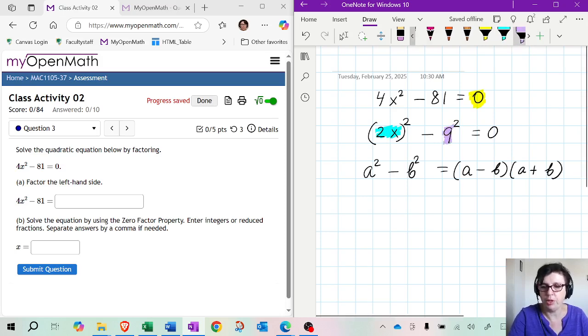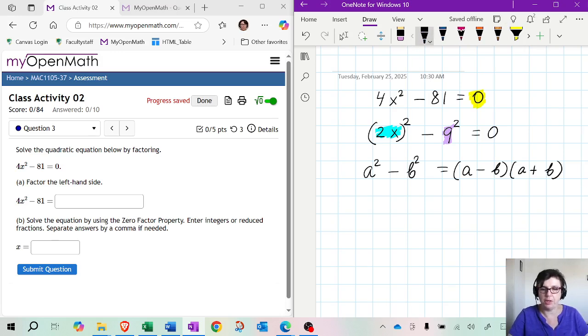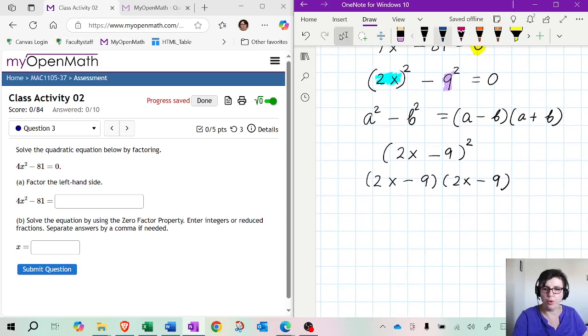Now, if students do not notice that this is really a difference of squares and we're supposed to use this formula, a very common mistake I see is to just say, well, that's going to be 2x minus 9 squared. And then I just distribute the square to each one. But that does not work because 2x minus 9 squared is really the same thing as 2x minus 9 multiplied by 2x minus 9. But if you try to FOIL that gives you 2x times 2x, which is 4x squared.